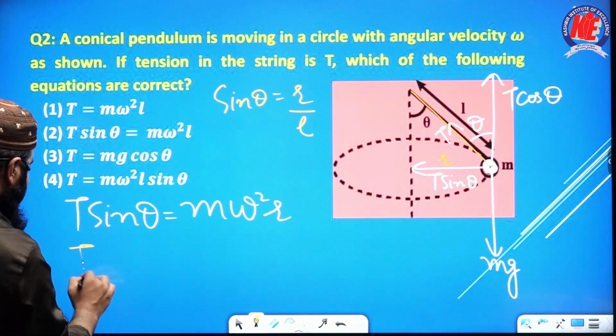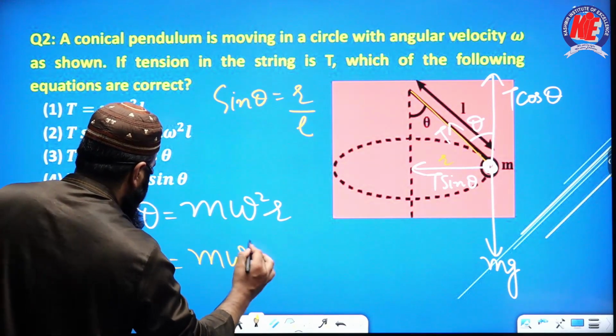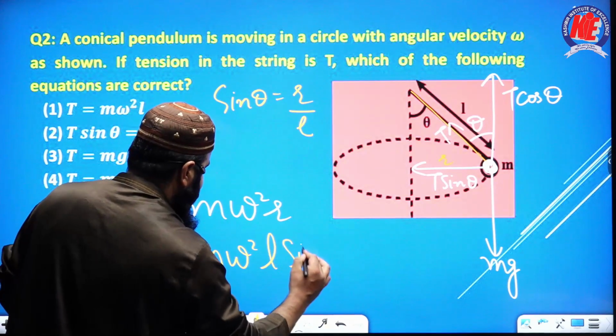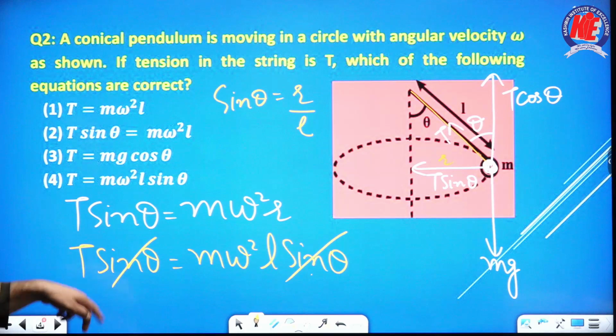So I can write T sin theta is equal to m omega square, in place of r, L sin theta. We can cancel sin theta and sin theta. You will end with T is equal to m omega square L. That's your option number 1.